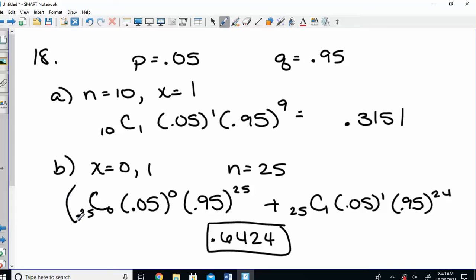Does everybody know how to get the 25 choose 0 part? You put it in parentheses. So you do parentheses 25, hit your math over to probability, and it's the third one, nCr. And then you put your 0 and close that parenthesis.